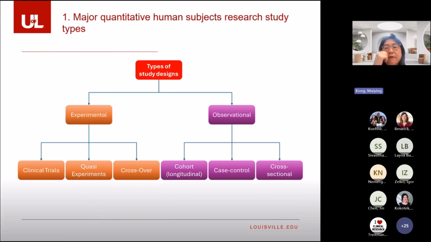So for human subject research study type, we can classify it into two big categories. One is experimental and another is observational. For experimental, we can classify it into three categories: clinical trial design, quasi-experiment, and crossover. Those are experimental designs. And observational, we have cohort, case control, and cross-sectional. These are the major study types for human subject study.